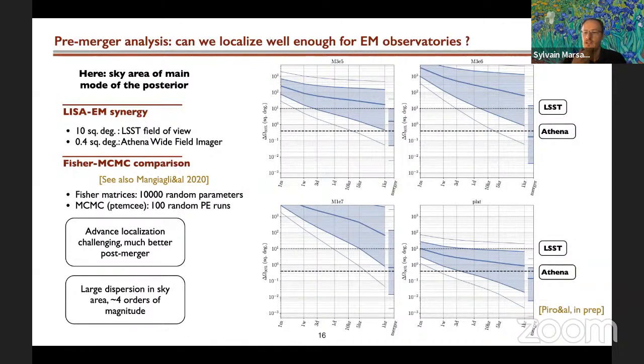But of course, particularly for the platinum source, you can ask what happens if you already have some localization, say 10 square degrees, 1 month before the merger happens. You could also tile a relatively big area of the sky with many observations. That's something that is currently under investigation.